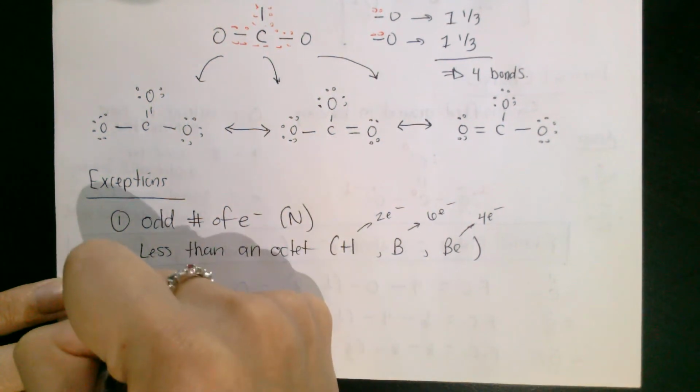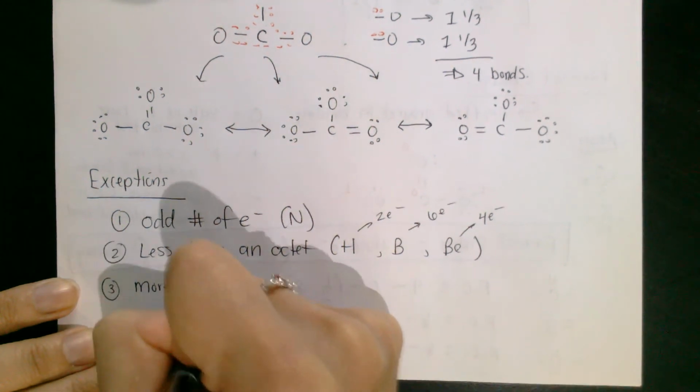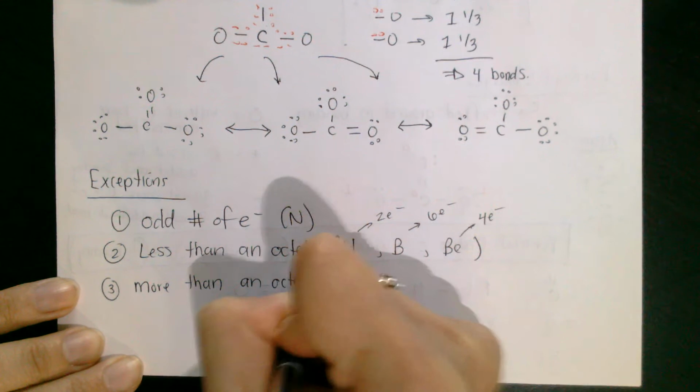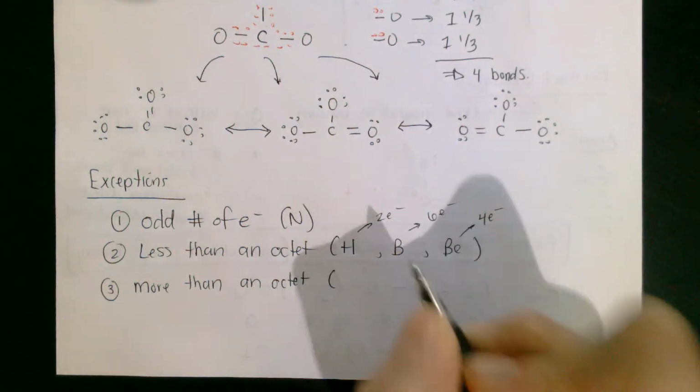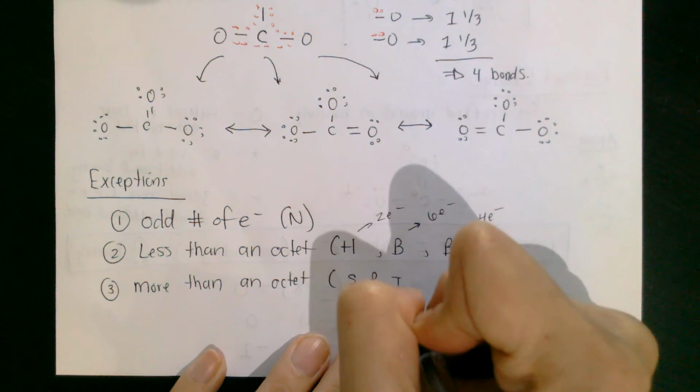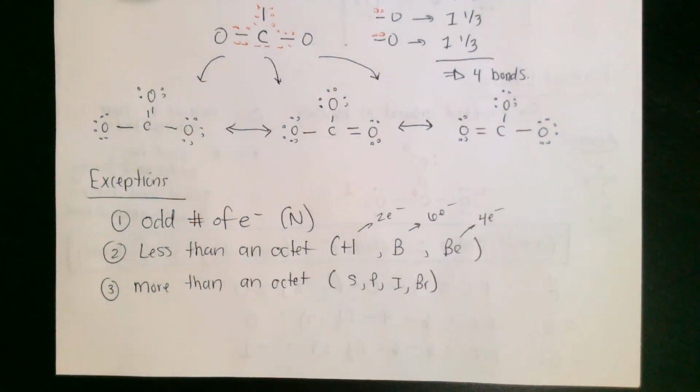And we saw this one in the video, more than an octet. Some of our larger atoms like sulfur, phosphorus, iodine, and bromine can have more than 8. A lot of times they're perfectly happy with 8, but we also see them having expanded octets, so having 10 or 12 valence electrons in their outer shell. They can accommodate more because they are so much larger atoms. These are in the 3rd row and beyond in the periodic table. Larger atoms, more space around them to accommodate more electrons.